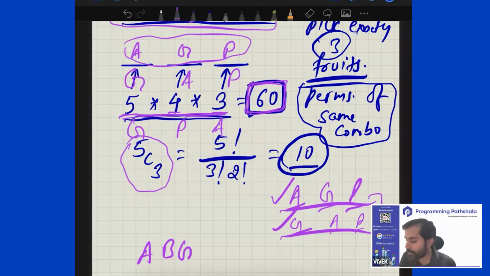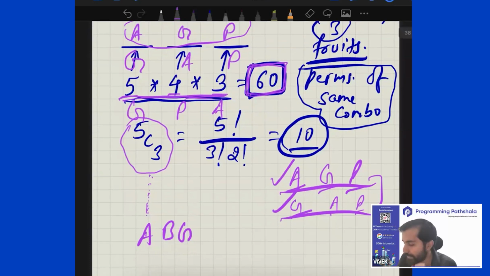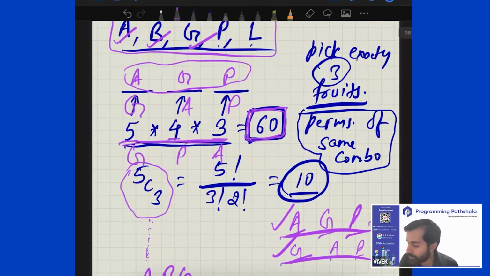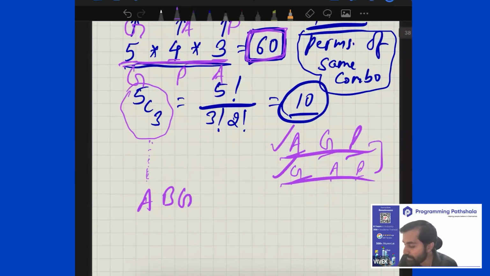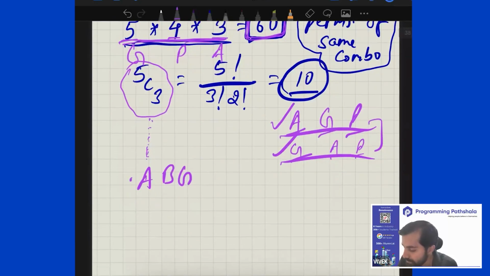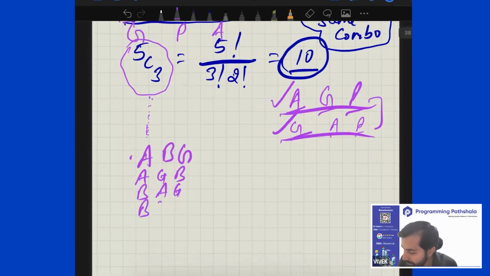But in that case, what really happened? Let's say you got 60 different combos, so many, many. And at some point of time, you also got ABG, which is apple, banana, and guava. Now, you would also have gotten different reorderings of the same ABG, which is, you would have gotten AGB, BAG, BGA, GAB, and you would also have gotten GBA.